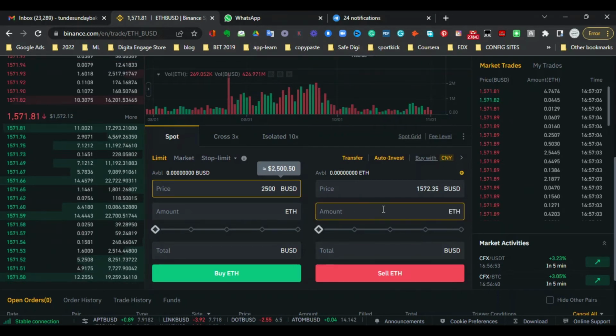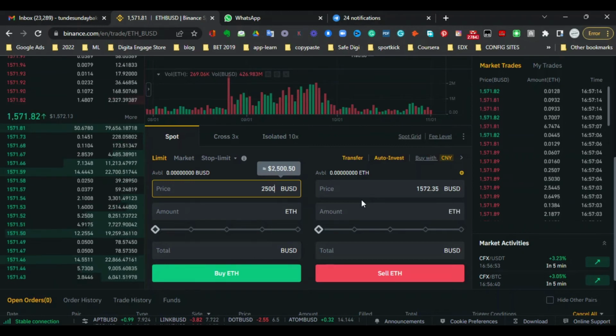The same thing happens to a sell order. When the current price reaches the order limit price or above, the order will be executed automatically.